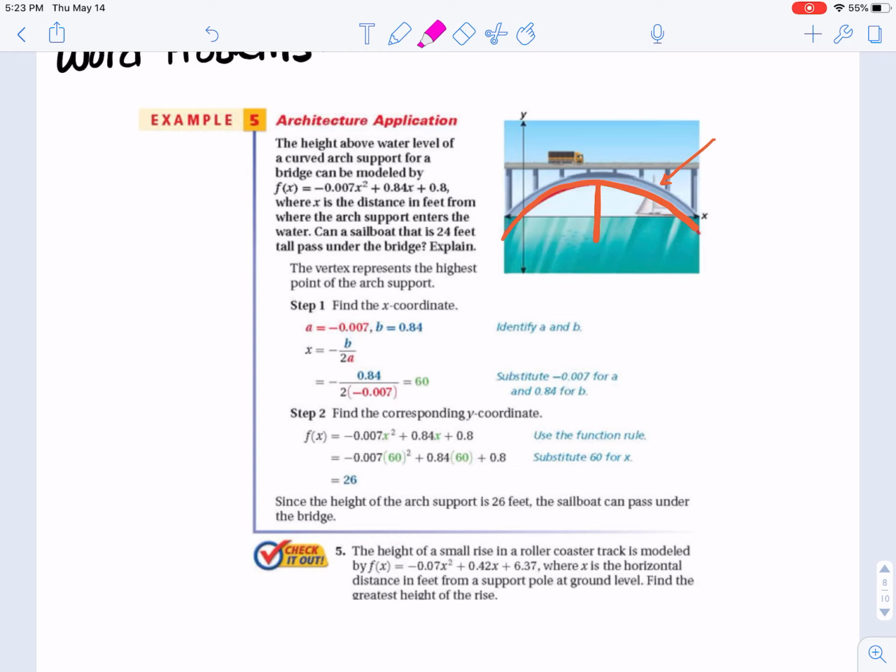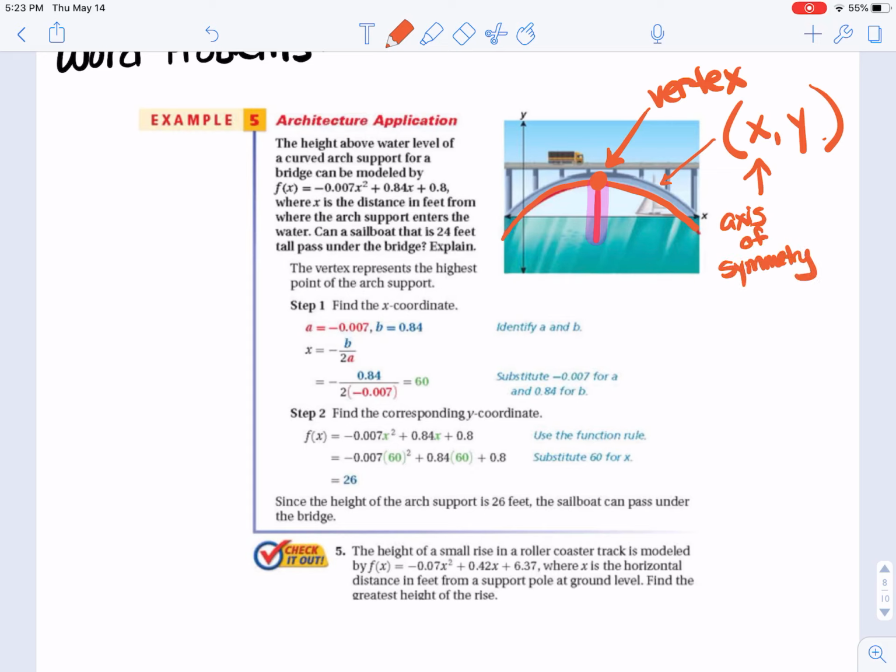And in this particular problem, since they want to know this height right here, this point right here is the vertex, where your x value is your axis of symmetry. And from last section, the y value is either going to be your maximum or your minimum. In this particular problem, it is the maximum because it's the highest point. That's the value I want to know. I want to figure out what that maximum is.